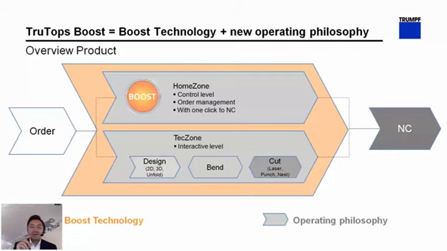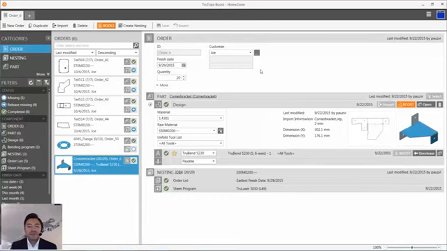Within the second level called Tech Zone, we can draw new parts in 2D and 3D, and of course we can interactively change the automatically generated technological solutions within band, laser, or punch processing. And of course we are creating orders, and the goal is always to generate in-C codes in order to release them onto the machine.